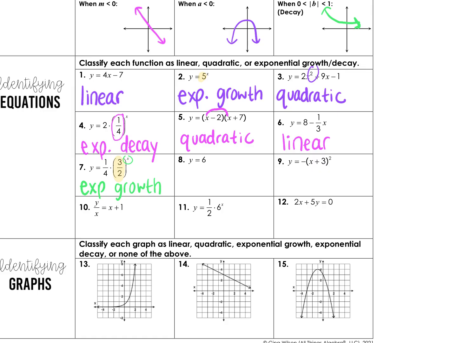The next one is y equals 6. That's a linear function. We actually referred to it as a constant function earlier this year. It's a horizontal line, it's constant. That's not really a choice here, so it is a linear function if it's a horizontal line. This next one has an x squared in it. Again, it happens to be in that factored form, but it's quadratic.